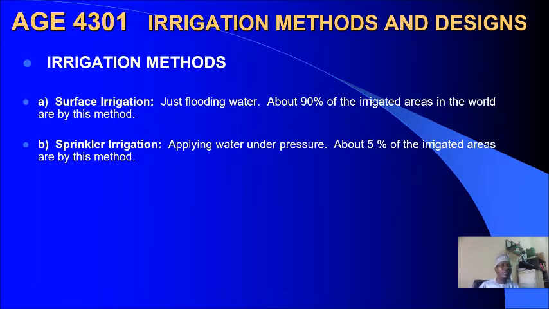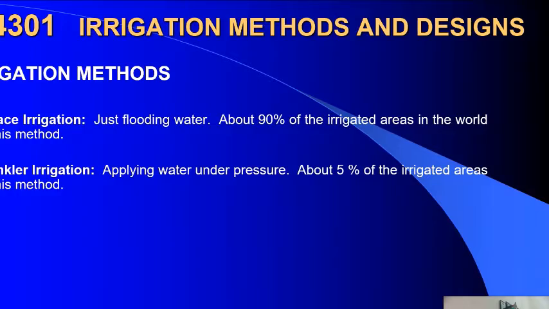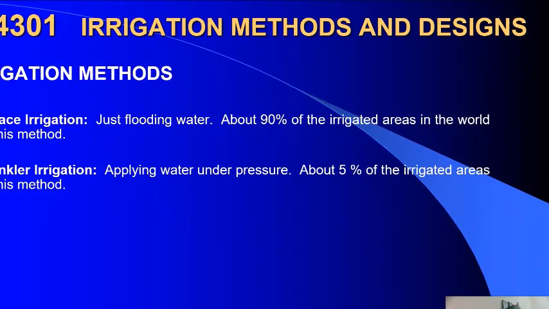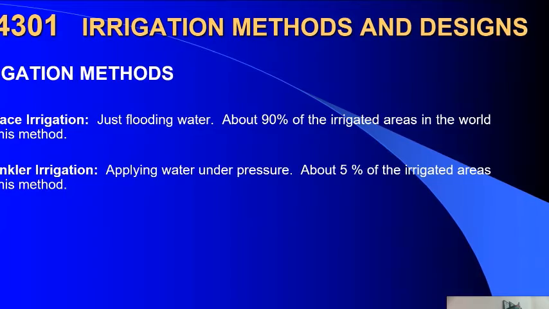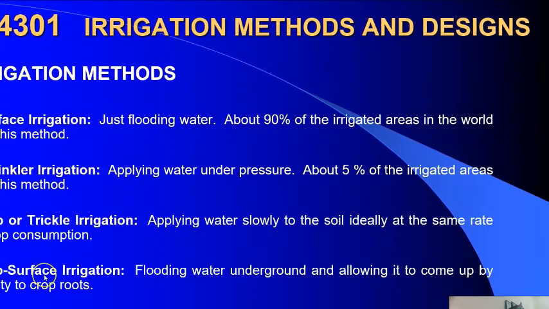But in our training, we want to promote sustainable irrigation. Sprinkler irrigation applies water under pressure, and only about 5% of irrigated areas use this method, meaning that we still have a long way to go under sprinkler irrigation.